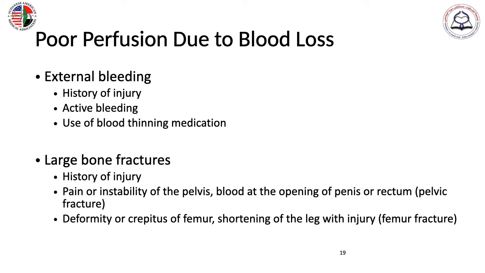Patients can have external bleeding because those with trauma, you can see obvious bleeding and it could be active. Especially those with fracture in the pelvis or humerus, a large amount of blood can accumulate in the thigh or in the pelvis, and this could be concealed.